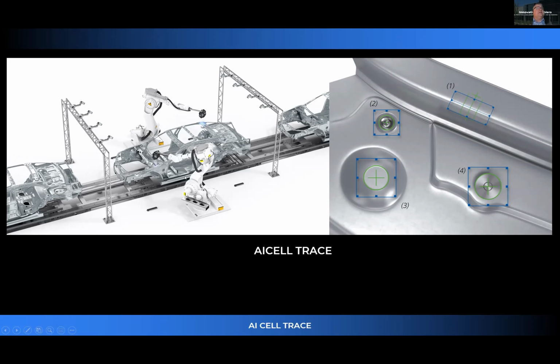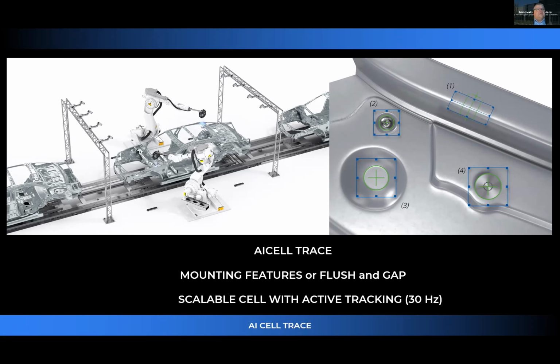This system is very different, in that it's not just looking for surface profile like the scan box was. This is actually looking for mounting features. So this is where we want critical diameters, critical true positions, critical mounting faces of how the parts bolt together. Because if something is out of tolerance, then it's not going to assemble correctly. And where that comes into play is being able to do this at high speed, where your data acquisition time is actually less than a millisecond. So again, mounting features for flush and gap, scalable with active tracking.